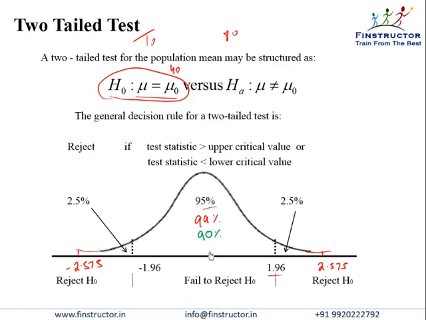For a 90% confidence, means I will leave 5 on this side and 5 on the other. So it will be 1.645. So these are some values that you must remember for the Z test.